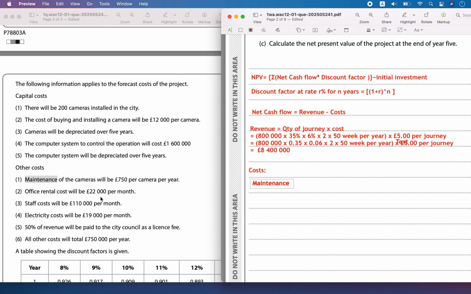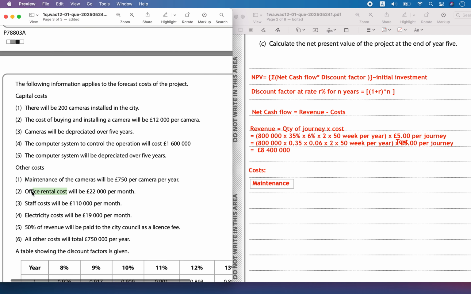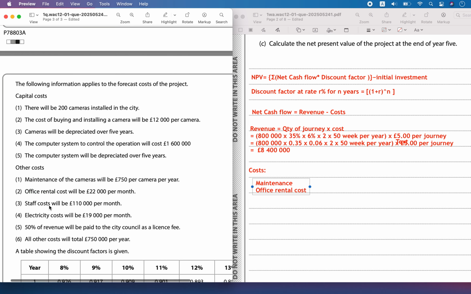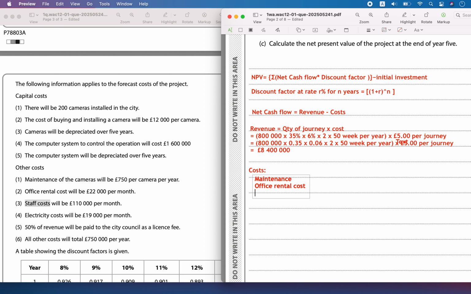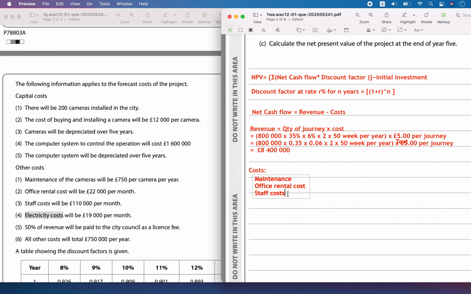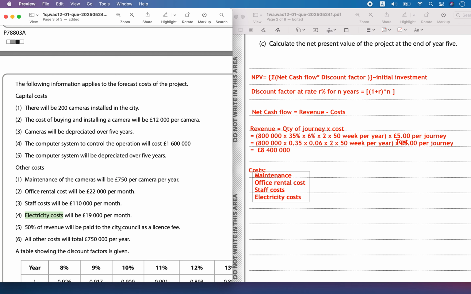So maintenance cost, then office rental cost is a cost to pay. This is yearly maintenance cost which is going to happen. Staff cost, you have to pay the staff wages. Then electricity costs, then you have license fee, and then you have other costs.